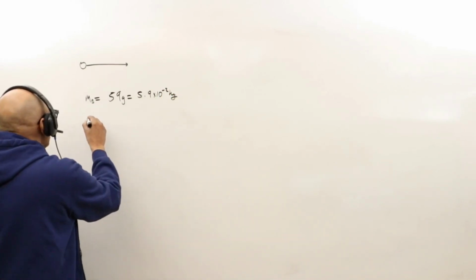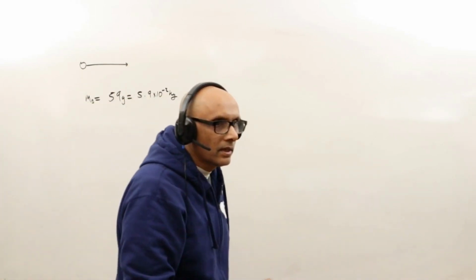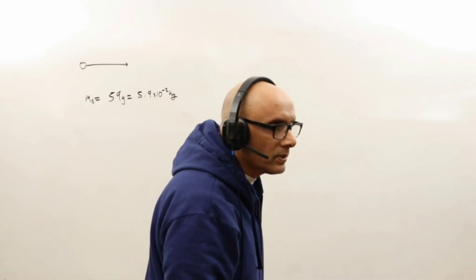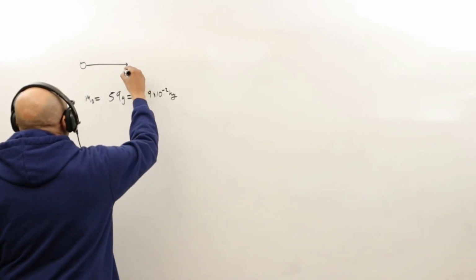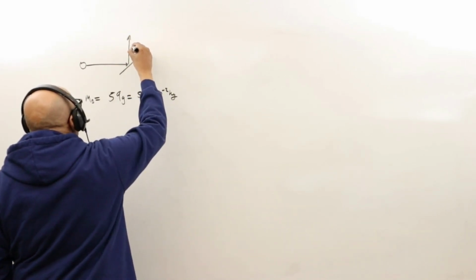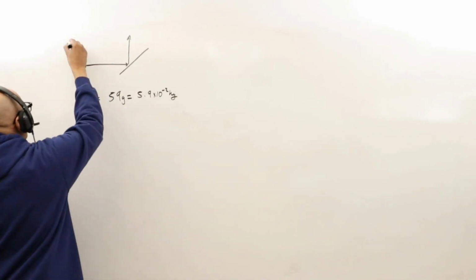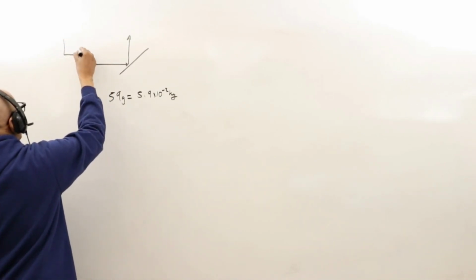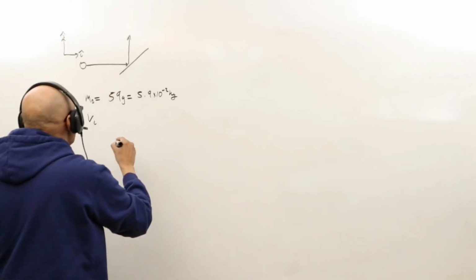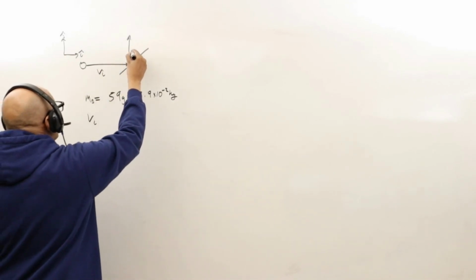And we're told that it bounces off of the positive y-axis speed. So traveling along the x-axis, it bounces off and then bounces up. So let's say the initial velocity. I'm taking i hat along the x-axis, j hat along the y-axis. So v initial and v final.